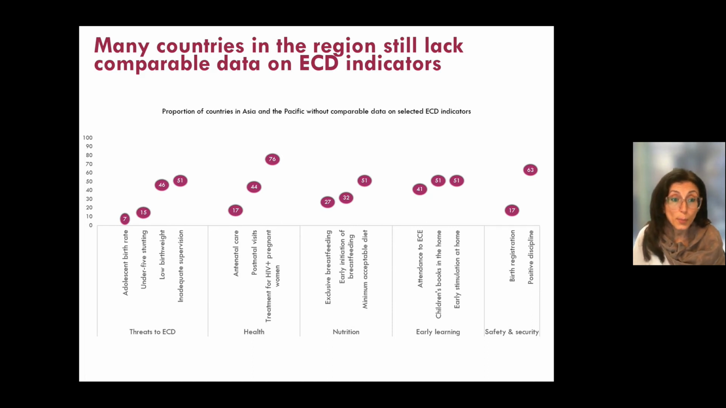This slide shows the proportions of countries in Asia and the Pacific without comparable data on ECD indicators. And as you can see, for certain indicators, such as those related to inadequate supervision, treatment of HIV for pregnant women, minimum acceptable diet, early stimulation and responsive care, availability of books in the home, and positive discipline, unfortunately, as of today, we are missing data for most of the countries in the region.